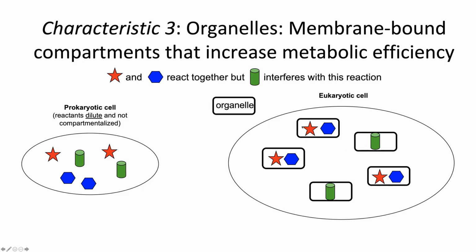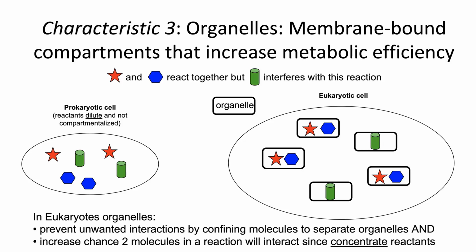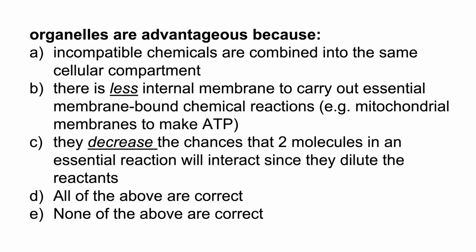these chemicals. So you can put the two chemicals that are important to react together and try to concentrate them in that area, and the cell can have different apparatuses to make sure that those chemicals get concentrated within those organelles. And it can also separate those chemicals that interfere with that important reaction so that it doesn't interfere. So organelles basically prevent unwanted interactions by confining molecules to separate organelles or a separate space within an organelle, and also increase the chance that two molecules in a reaction will interact since they concentrate those reactants within the cell.